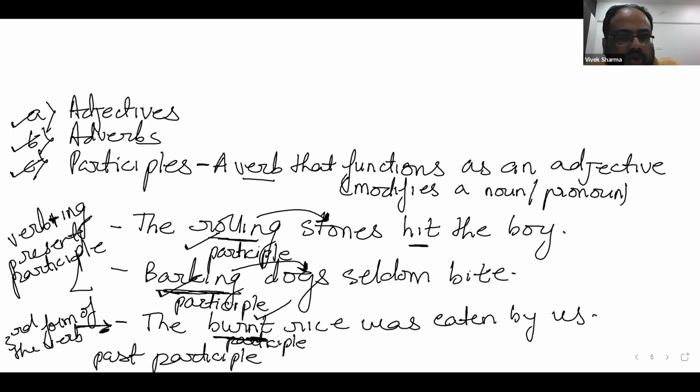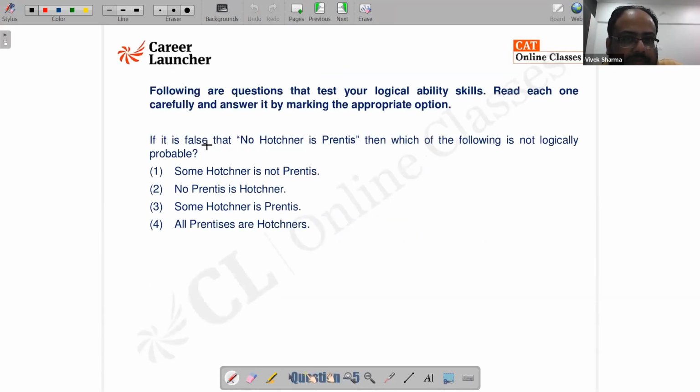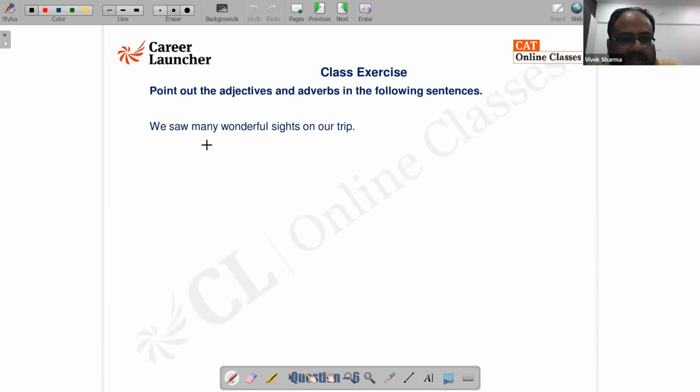I'll open the sheet on the screen also over here. This is the sheet, VA25 Grammar 5. This sheet is primarily based on the concept of modifiers. Let's try these questions. In these questions, you have to identify the modifiers. There could be more than one modifier in the sentence, and these will be the basic modifiers, adjectives and adverbs.